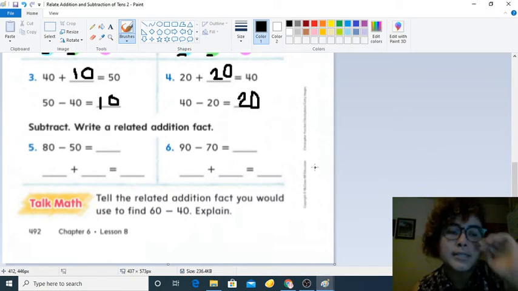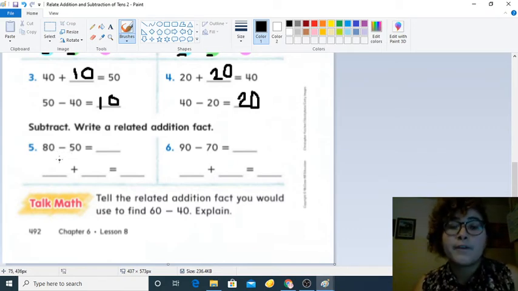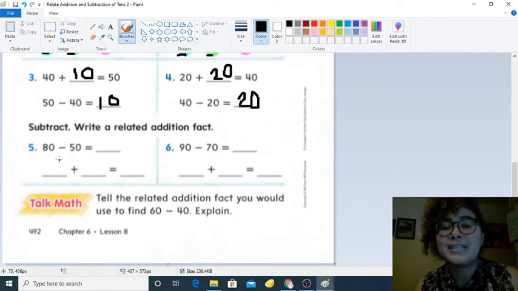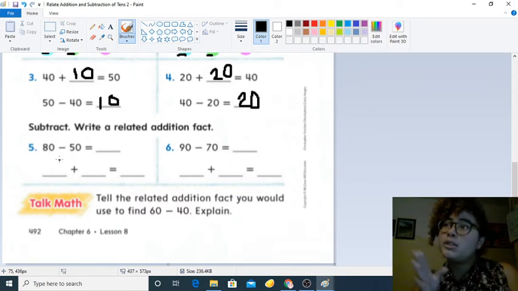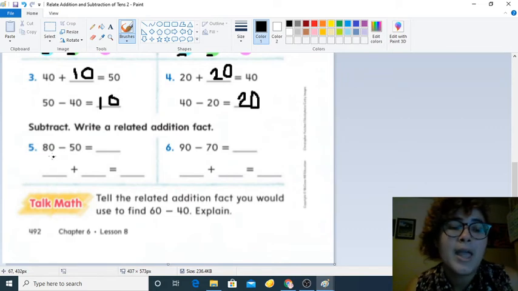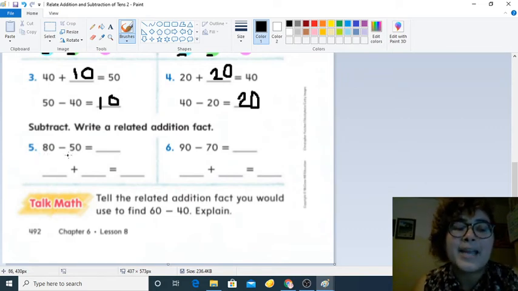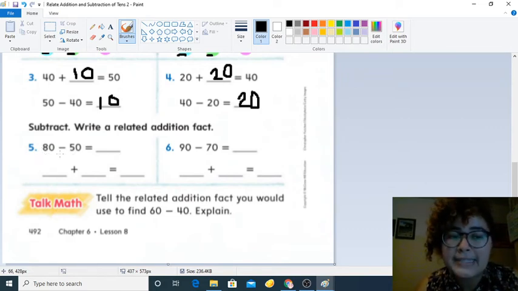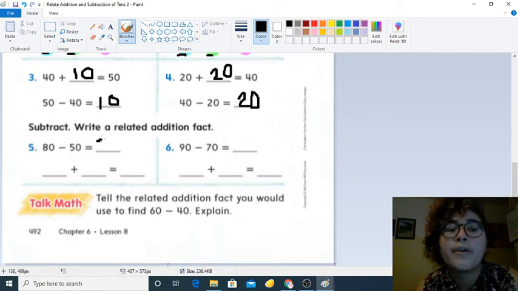Now, this part could be a little bit trickier when you start out, but the more you practice, the easier it gets. To be able to do this, the first thing you're going to do is subtract. Then you're going to write a related addition fact, or you could also call it an addition number sentence. But it needs to be related, okay? Now, 80 minus 50. 8 tens minus 5 tens. How much is that? 30.